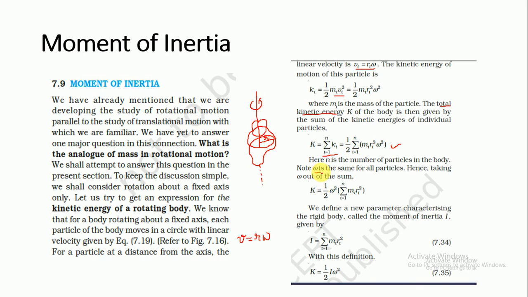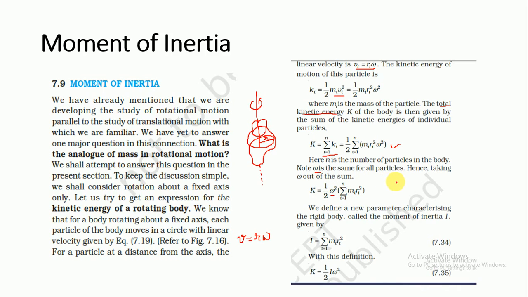And one very important thing, as you see, when this body is rotating, this omega remains constant for all the particles. That is why we are writing it outside of the summation. So we have got something here in the bracket, that is summation i varying from 1 to n of mi Ri square. Now, one very important expression we have got for the kinetic energy: this is half omega square into something.